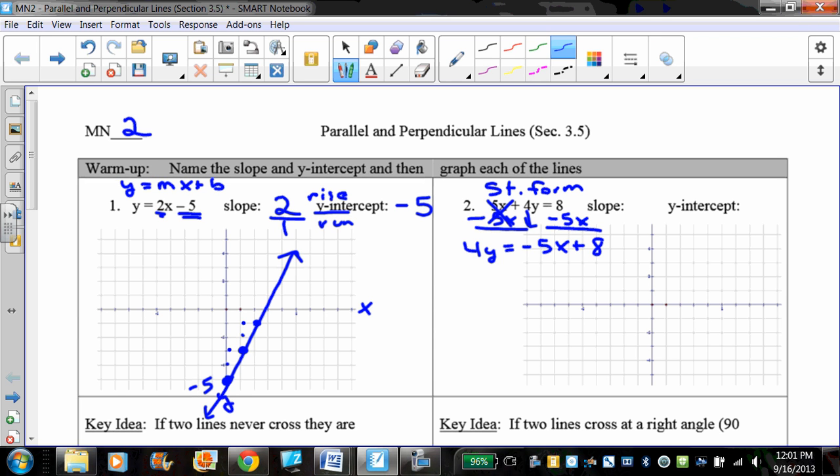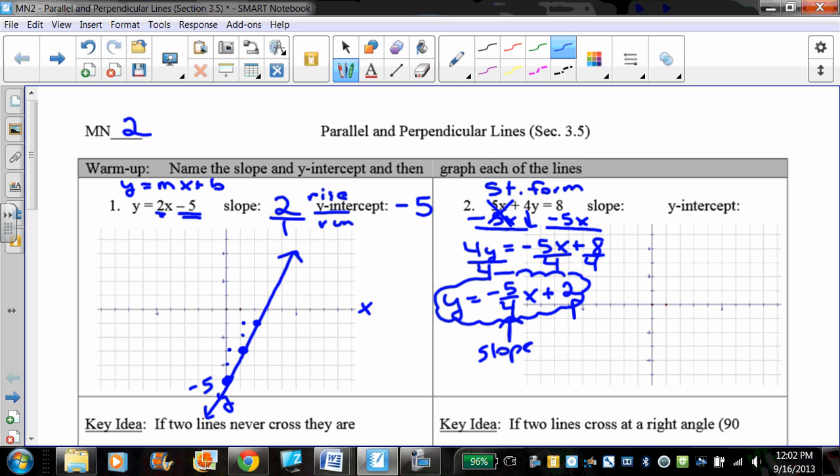Now I'm not completely in slope-intercept form yet because I have a 4 multiplying that y, so I want to undo that by dividing both sides by 4. And this is really important. What you do to one side, you do to everything on the other side. Make sure you don't miss a term. So we have y equals -5 over 4x plus 8 over 4, which is 2. So now this right here is slope-intercept form, where this is the slope and this is the y-intercept. So the slope is -5/4, and the y-intercept is 2.